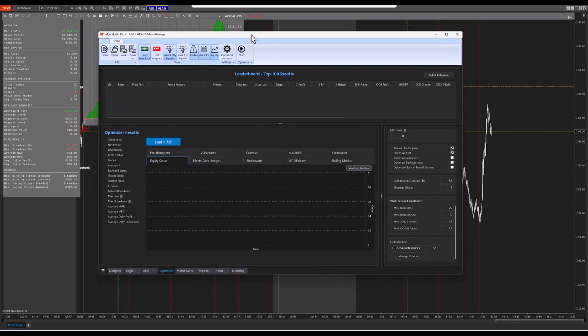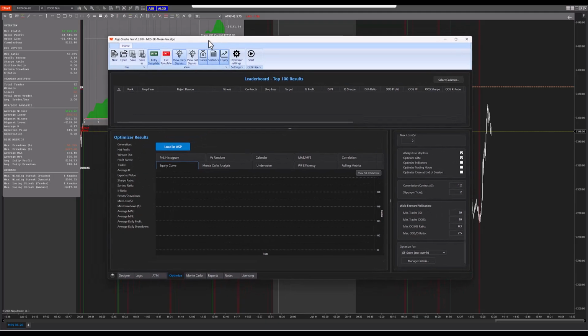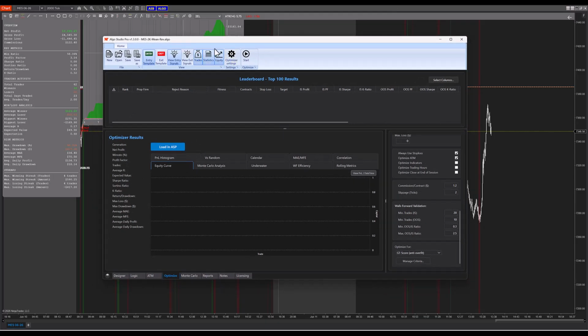It's about an hour and a half if you're doing a complex algo, right, to do that much. So just keep that in mind. You've got to allow for the time for that optimization to run. Do not try to do this while the market's open. Okay, word to the wise there.